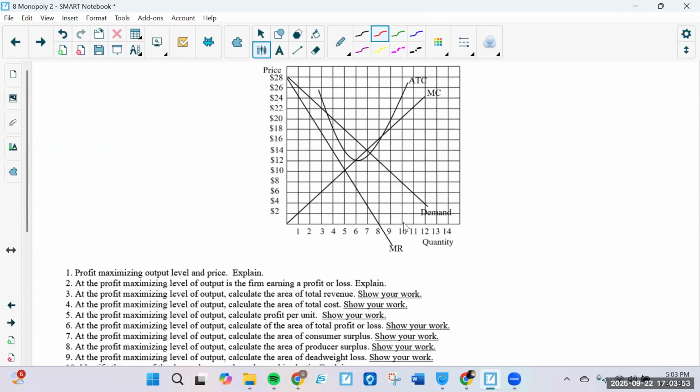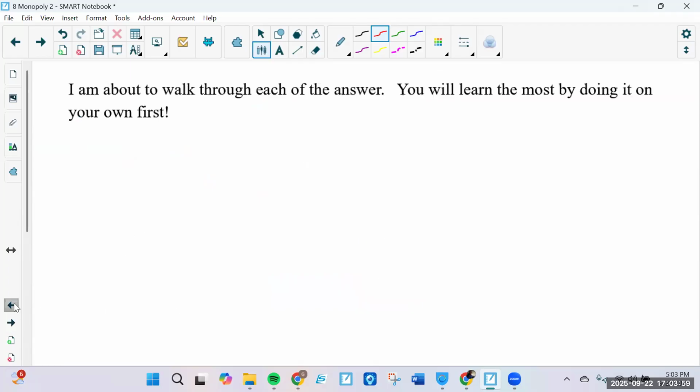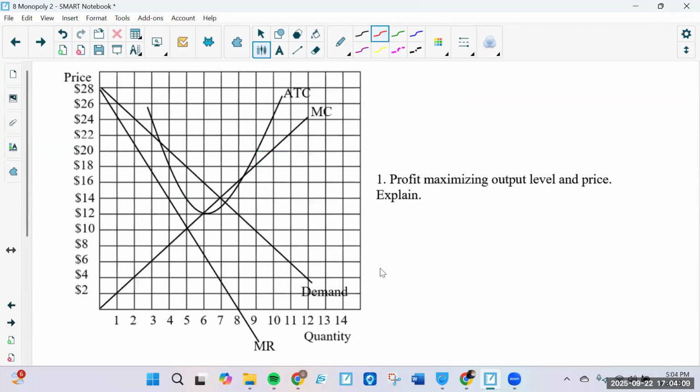So here we go. This is what it looks like. Again, last chance. If you haven't already done so, then you need to go ahead and stop this video and do this on your own, because you'll get way more out of it by doing it on your own first. All right, here we go. Question number one says profit maximizing output level and price. Explain. So the idea here is, first of all, firms produce where MR equals MC.